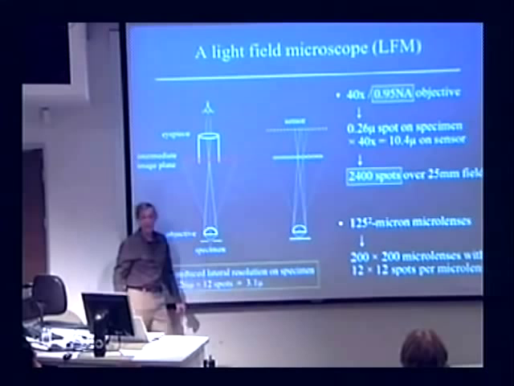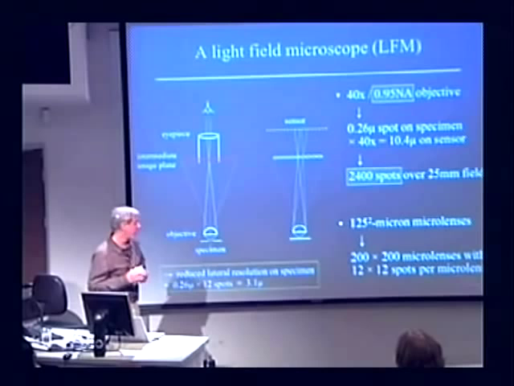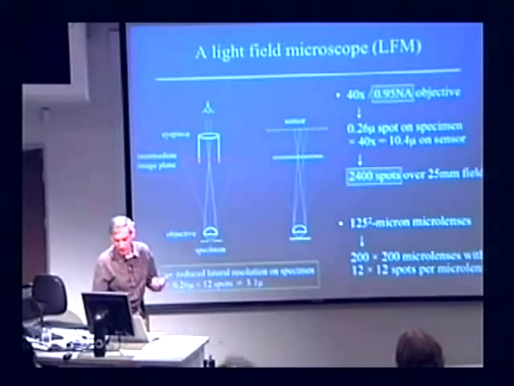So they won't be looking at small structures within a cell. They'll be looking at multicellular organisms or large cells like neurons. They could make a different trade-off. They could say 600 by 600 with only 4 by 4 angular. And we'll see what that trade-off leads to in just a moment.